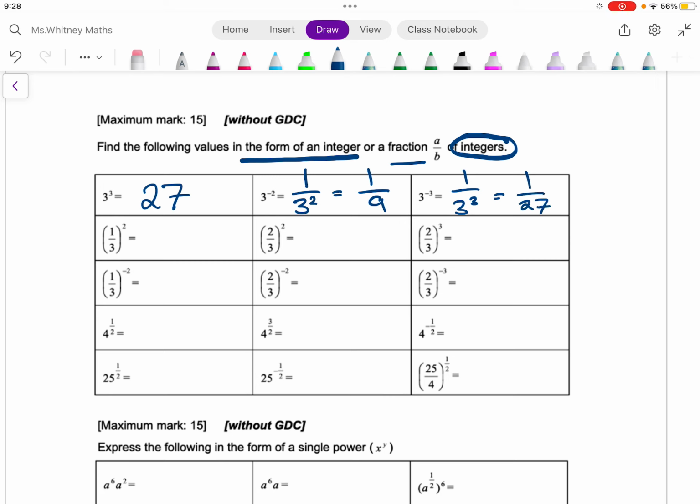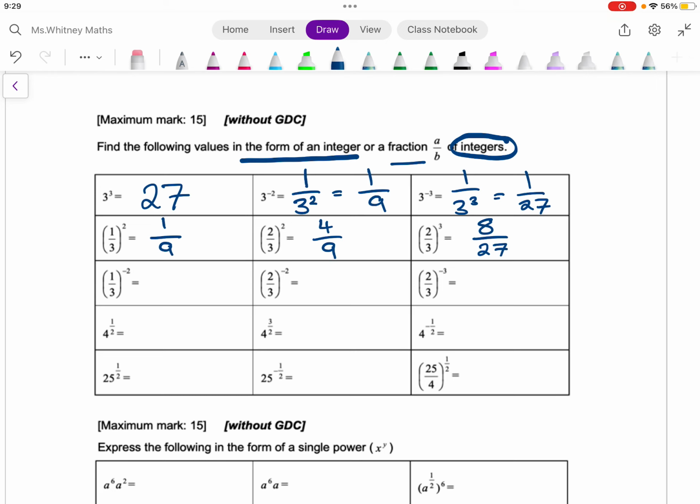Okay, next one, when we're squaring a fraction, the brackets on the outside are around everything. So we square both parts. So 1 squared is just 1, 3 squared is 9. The next one, we're going to square the top, 4 over 9. And we're going to cube, so we get 8 over 27.